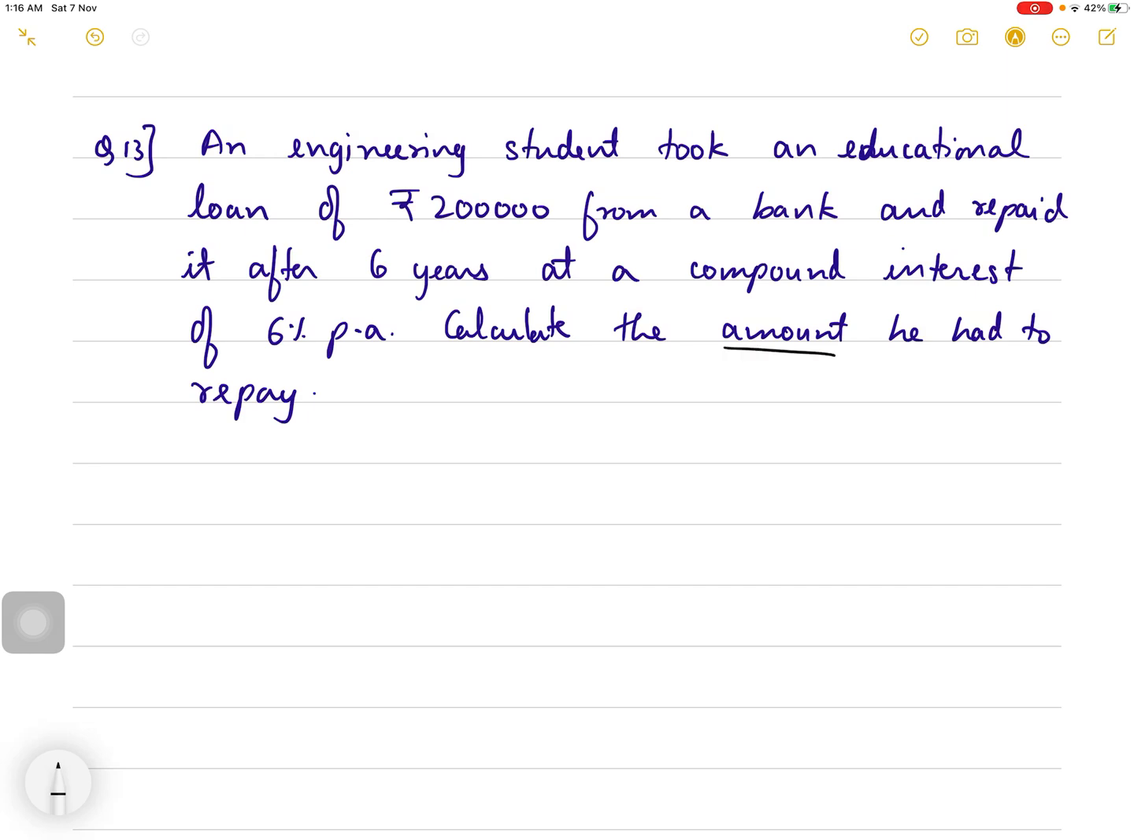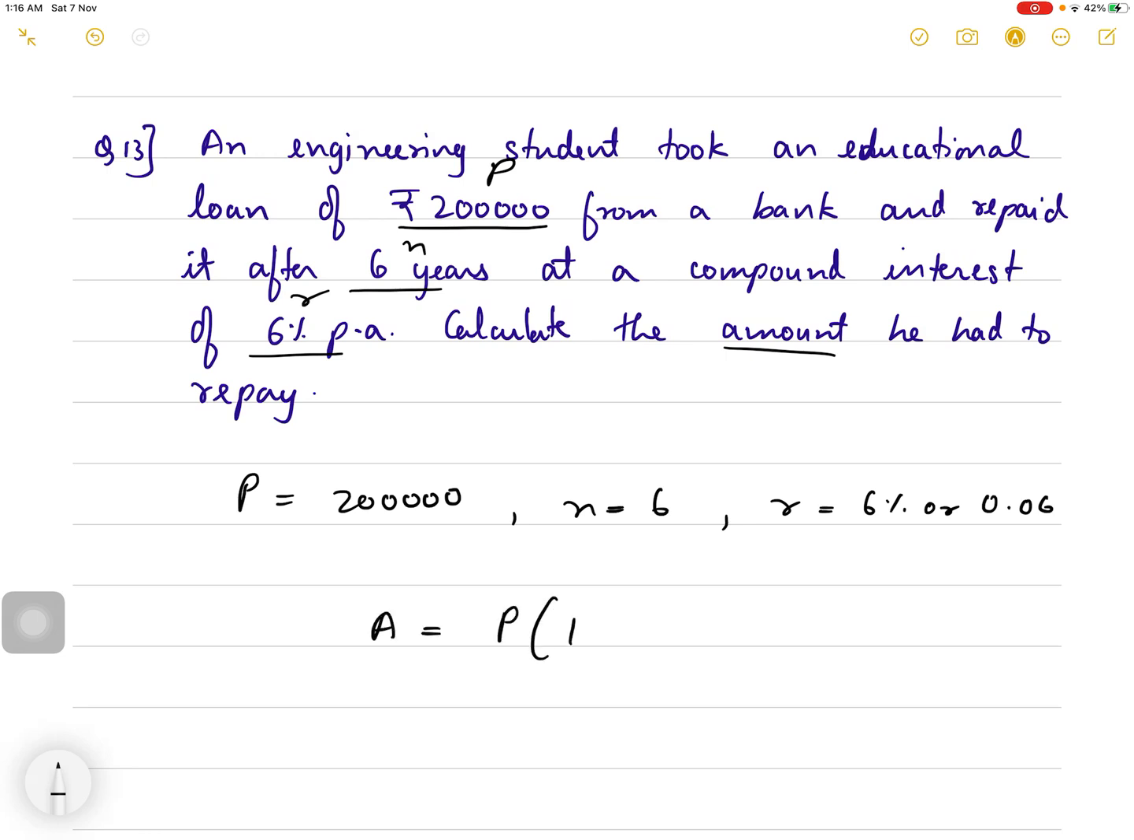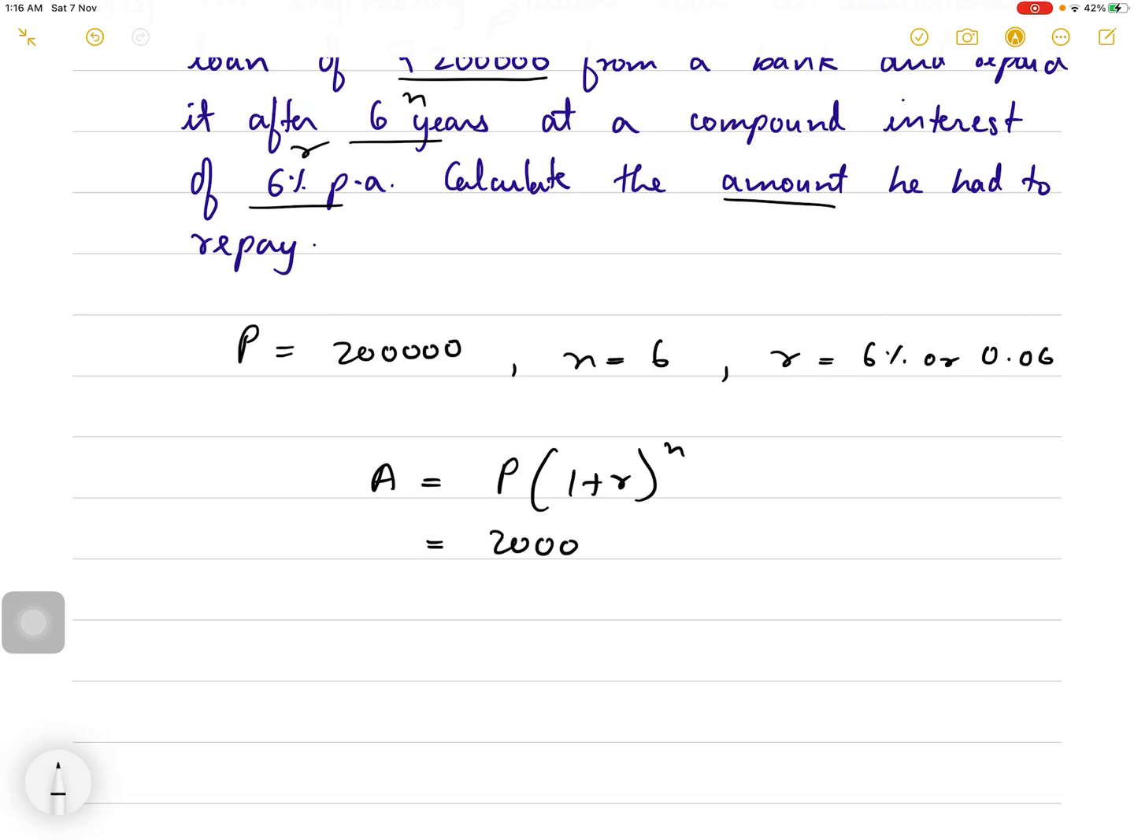Okay, so you have to calculate the amount. Principal is given, 6 years is your period, and rate of interest is 6%, so this is your R. So P is equal to 2 lakhs, N is equal to 6 years, and R is equal to 6% or 0.06. So A is equal to P into 1 plus R raised to N. So 2 lakh multiplied by 1 plus 0.06 raised to 6. So 2 lakh into 1.06 raised to 6.